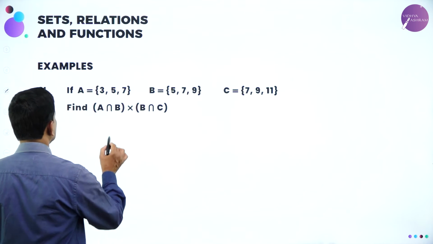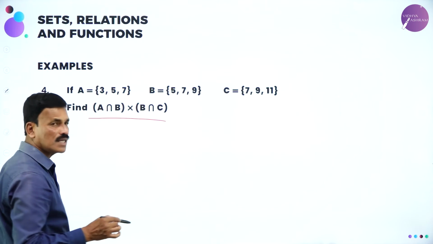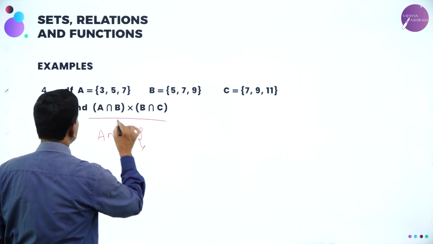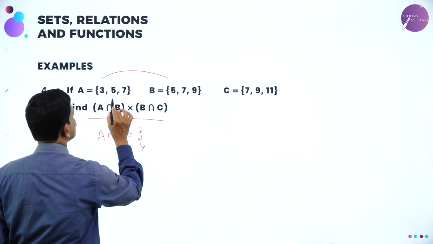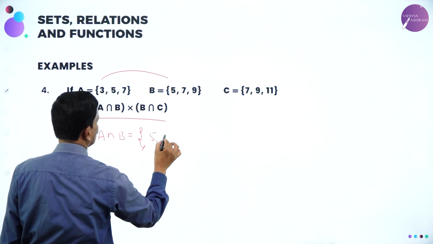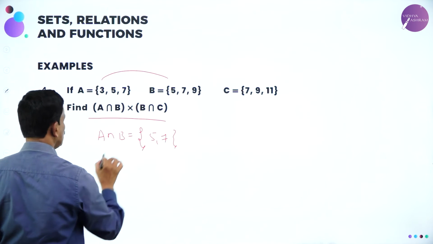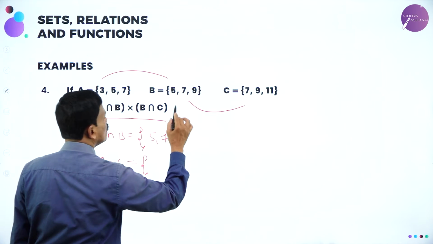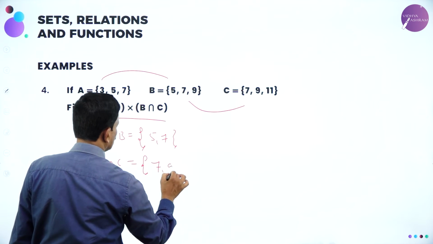What is the second one? A intersection B cross B intersection C. First find out A intersection B. The common in A and B is 5 and 7. Then B intersection C, the common in B and C. What is the common element? 7 and 9. Right, 7 and 9.